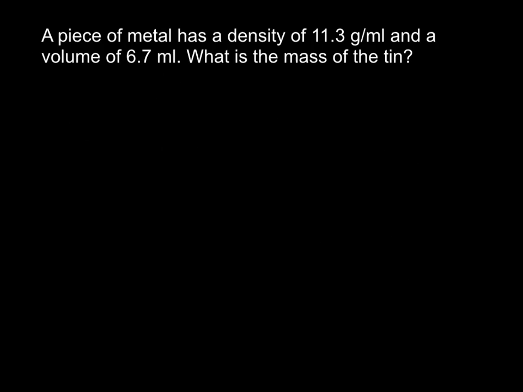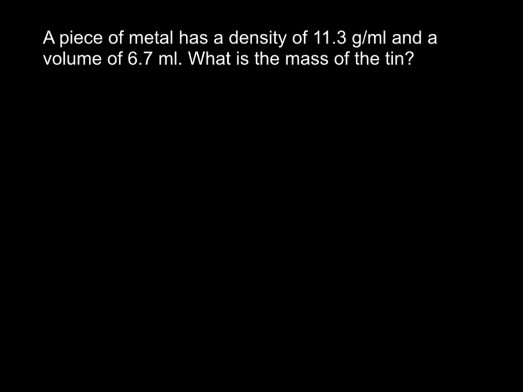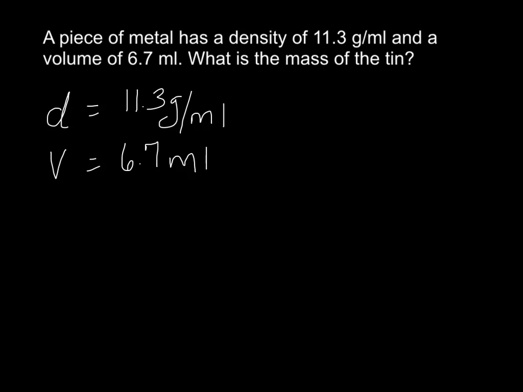Okay, so here's a chance where you get to move the equation around a little bit. It says a piece of metal has a density of 11.3 grams per milliliter. So we're going to write that down: the density equals 11.3 grams per milliliter. And it has a volume of 6.7 milliliters. What is the mass? So we're looking for the mass this time.